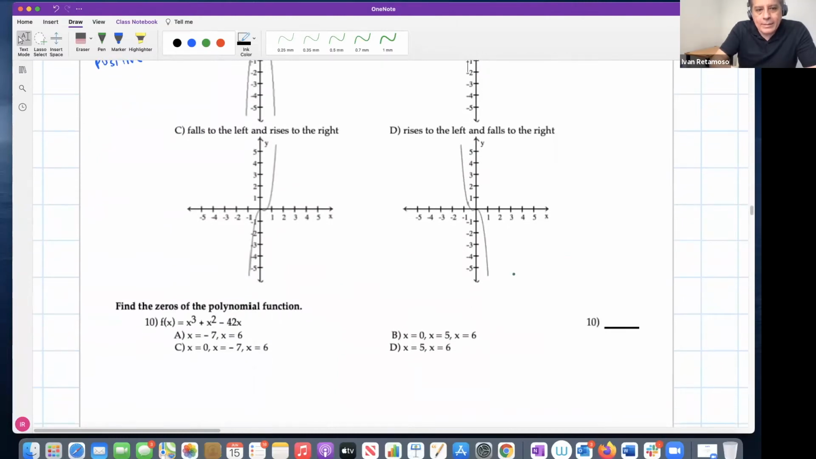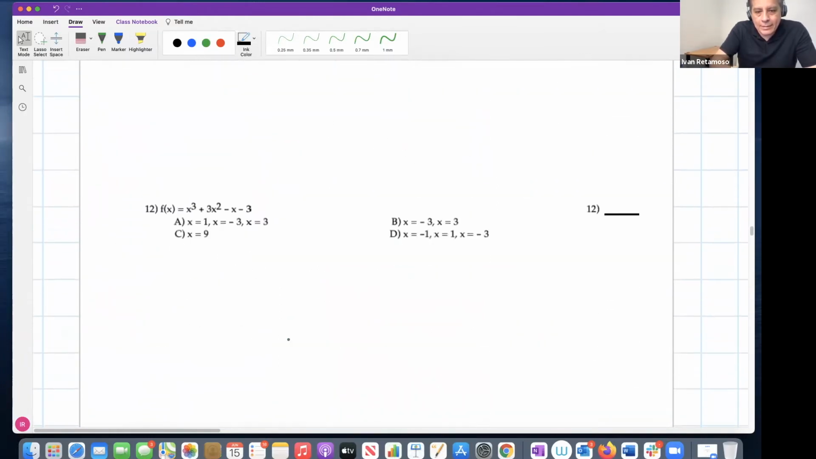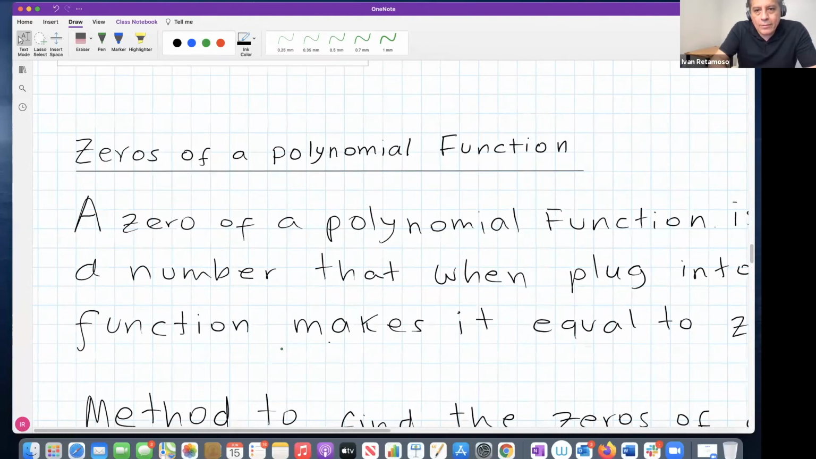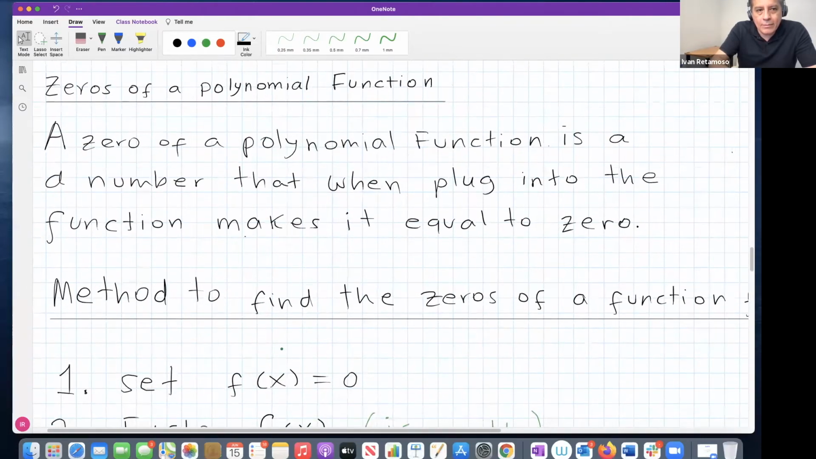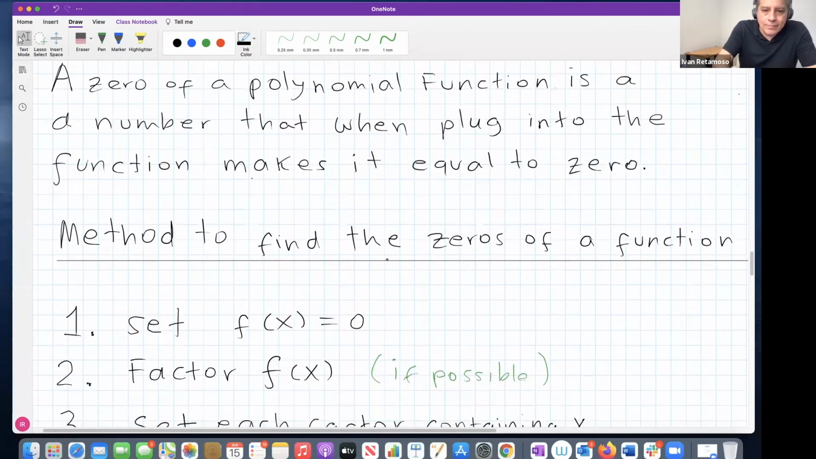Now we have to talk about the zeros of polynomial functions. Let's talk about that slowly and nicely because this gives a lot of trouble to students. So, zeros of a polynomial function. What are the zeros of a polynomial function? Definition: a zero of a polynomial function is a number that when plugged into the function makes it equal to 0. The evaluation gives you a 0 output value. That's called a zero of a function.